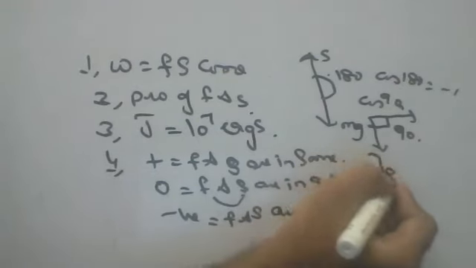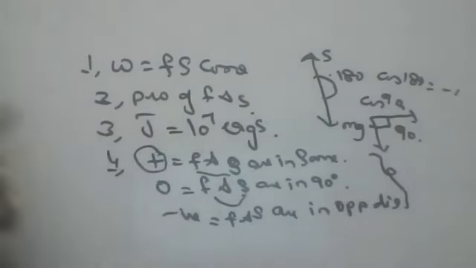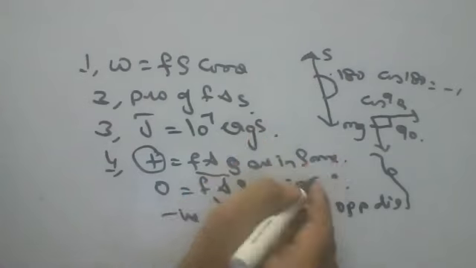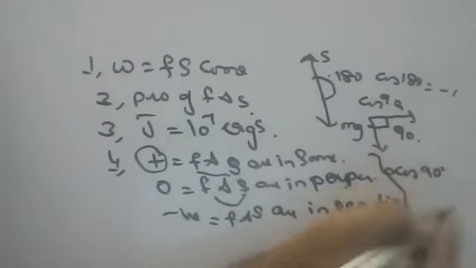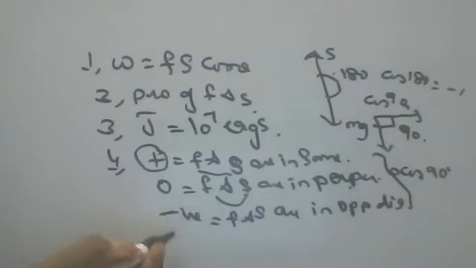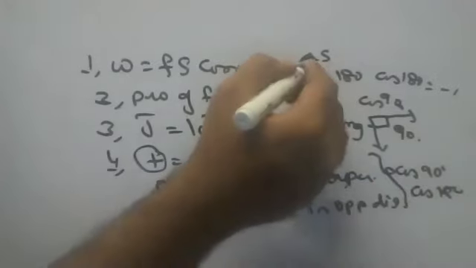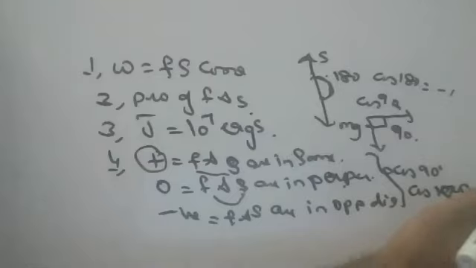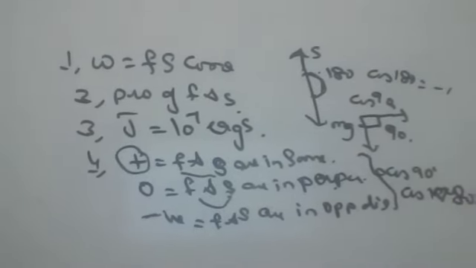Okay, there are three types of work, children. Positive work means force and displacement are in the same direction. Zero work, force and displacement are perpendicular, cos 90 is equal to 0. And negative work? Force and displacement are in opposite directions, cos 180, which is equal to minus 1. These are the different types of work which we come across.